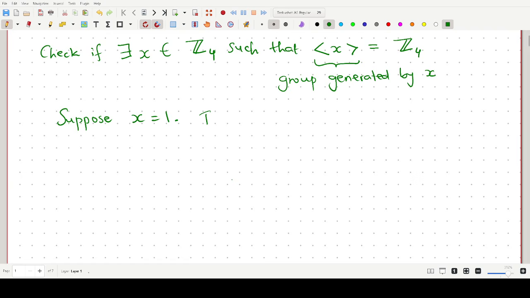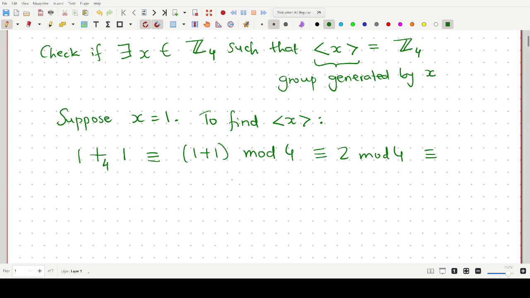So in order to find the group generated by X, we need to do the following. We have to repeatedly use the operation between 1 and 1, and again with 1, again with 1, and so on. Okay, so let us find out what 1 plus 1 is. So this would be 1 plus 1 modulo 4, that is congruent to 2 modulo 4, that is same as 2. So hey, we started with 1 and we got 2. So 1 is an element, 2 is an element. Let's move on and see if 2 operated with 1 is also an element or not.